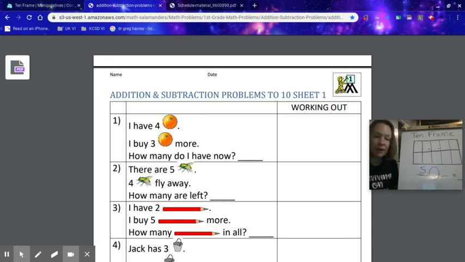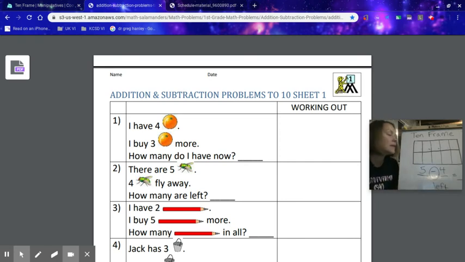It's 5. Great job. What's our second key number? 4. Okay, now we have to decide if we're adding or subtracting. Guys, it says that they start with 5 flies and 4 fly away. How many are left? That tells us we are going to subtract. We are taking the flies away. Starting with 5, 4 are flying away.